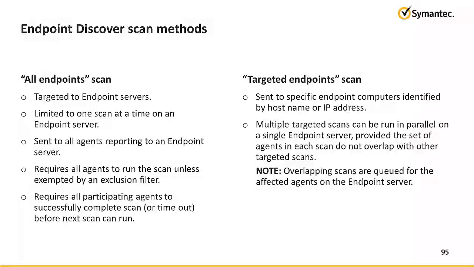There are two methods for performing Endpoint Discover scans: scanning all endpoint computers connected to one or more endpoint servers, or targeting the scan to specific endpoint computers, identified by IP address or hostname. For the all endpoint scan method, the Endpoint Discover scan is targeted to one or more endpoint servers, and only one scan can run at a time on a server. When an endpoint server begins a scan, scan parameters are distributed to all connected DLP agents, which then scan the endpoint computer according to those parameters. All participating agents are required to run the scan unless exempted by an exclusion filter.